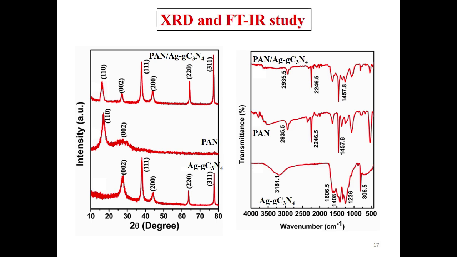Further, we have done FTIR to verify the attachment of the functional groups of that particular material in the drawing of the PAN AgG C3N4 nanoparticle. The presence of the nitrile group is there at 2246.5, then the hydroxyl group is there, and 1457 is there, meaning the presence of these particular functional groups indicates the combination of polyacrylonitrile AgG C3N4 is there, and some peaks go below 500 per centimeter, which is nothing but the inorganic material.